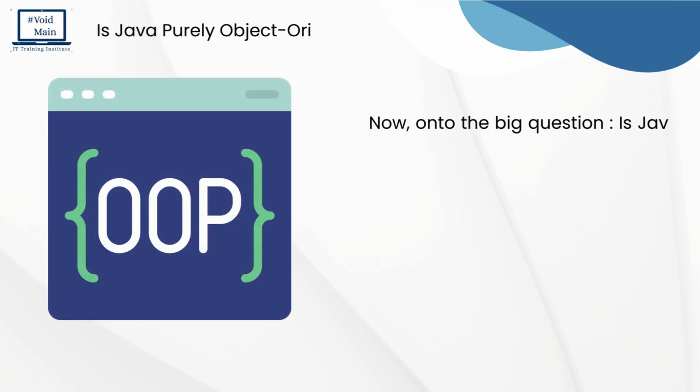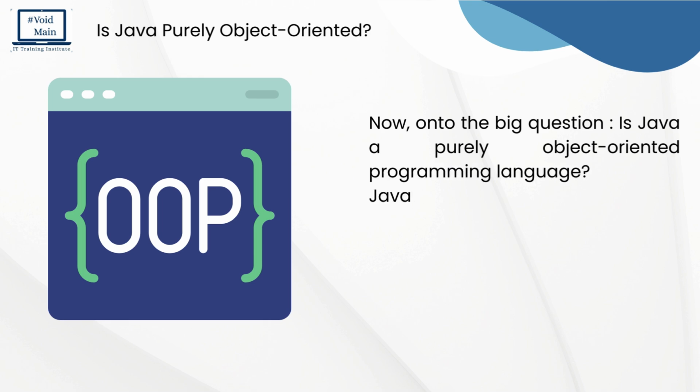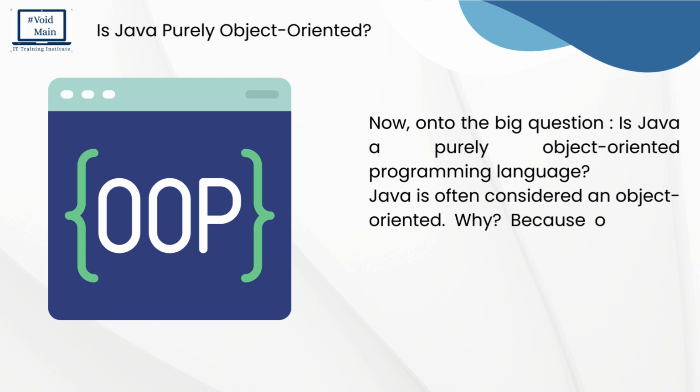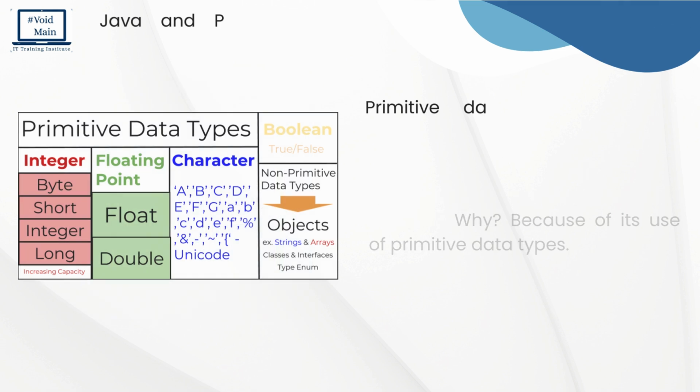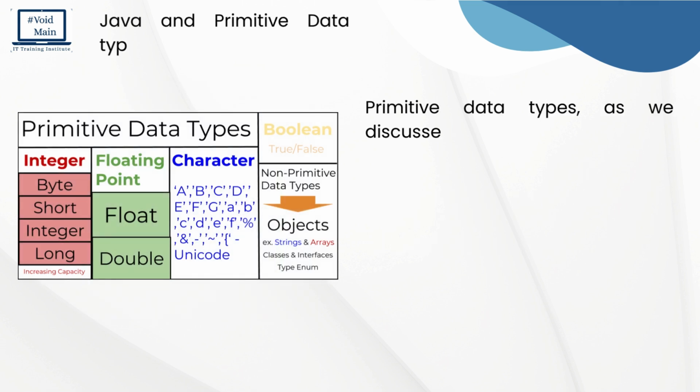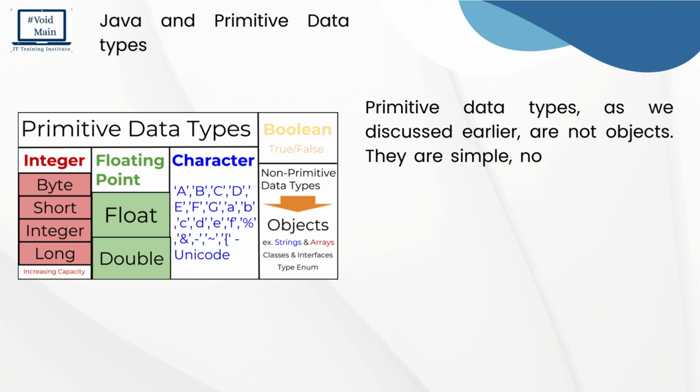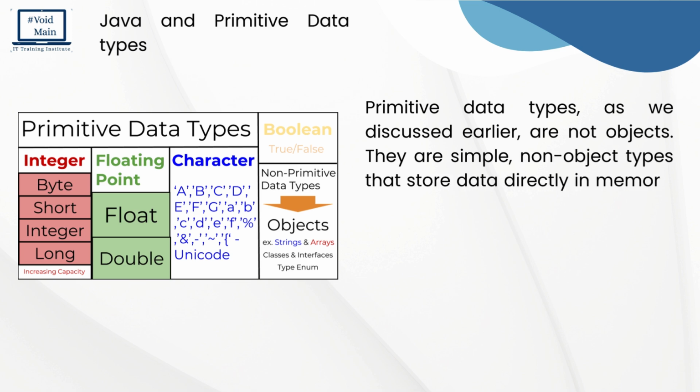Now, on to the big question: is Java a purely object oriented programming language? Java is often considered object oriented, but not purely. Why? Because of its use of primitive data types. Primitive data types, as we discussed earlier, are not objects. They are simple, non-object types that store data directly in memory.